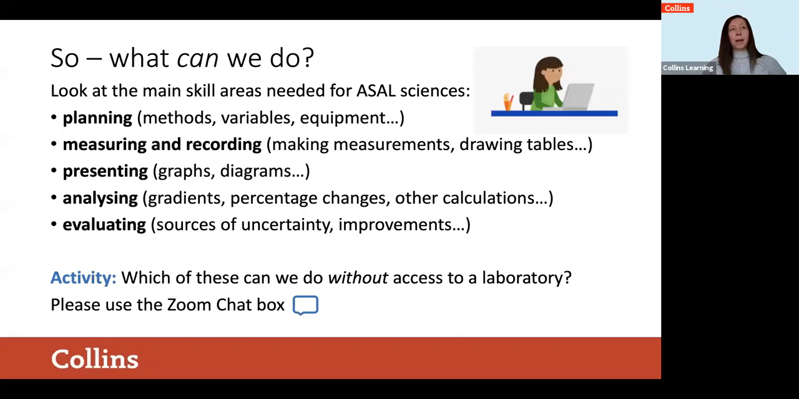We've got planning. Yep, definitely planning. Yep, because you don't have to actually do anything to plan. You think about what method you're going to use, the equipment you're going to use. You think about the variables that you're going to change. We've got measuring. Presenting. Most difficult in this area is measuring and recording. Mm-hmm. All of them except measuring, someone says. So yep.